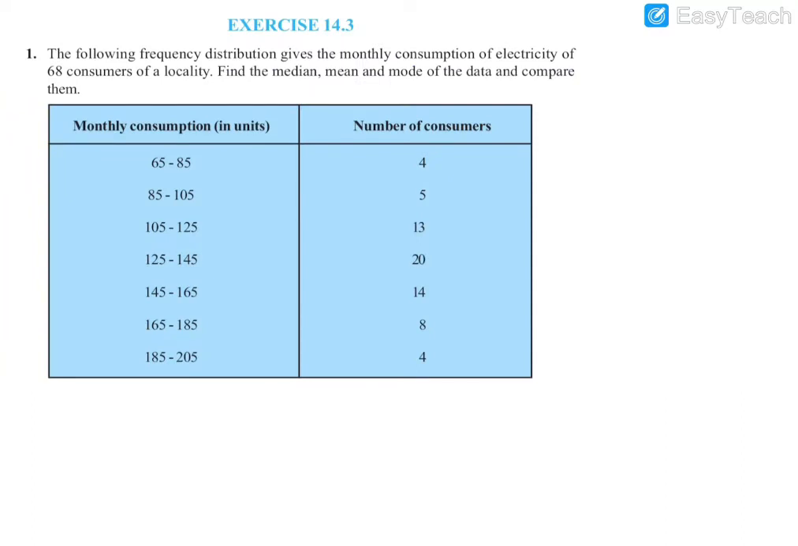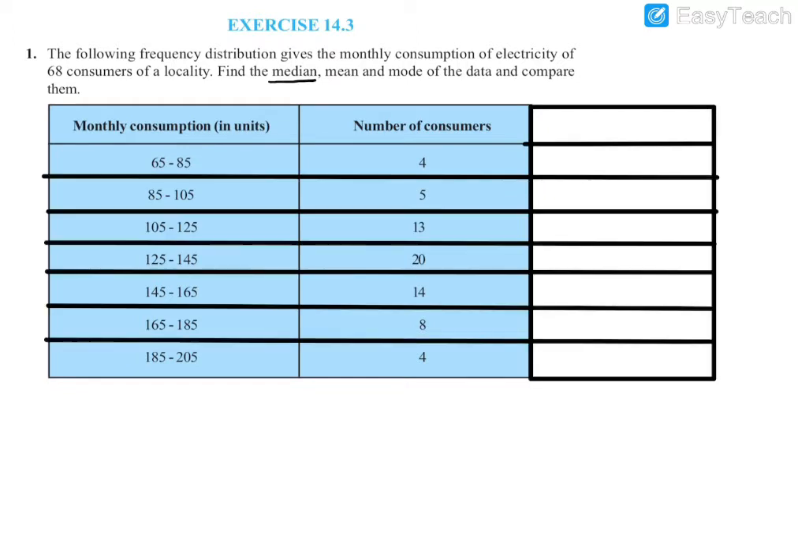14.3. Question number 1. The following frequency distribution gives the monthly consumption of electricity of 68 consumers of a locality. Find the median, mean, and mode of the data and compare them. First, we will find median for this data. So for that, we will have to draw one more column in which we are going to write down the cumulative frequencies represented by CF.